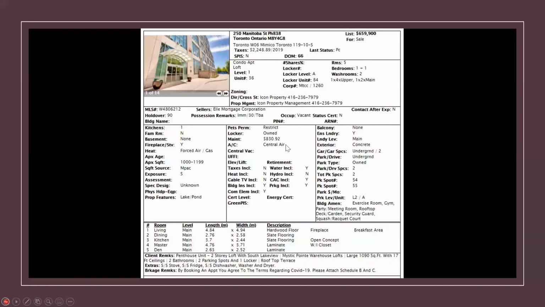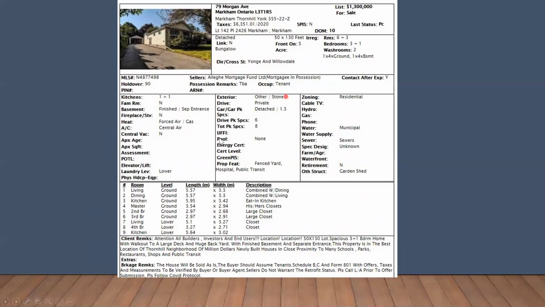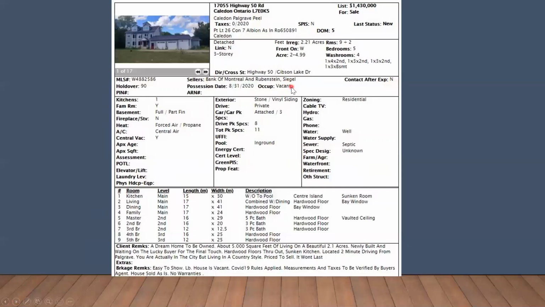What you want to do is find something that has an occupancy that's vacant, right? There's nobody in the place right now. This one's tenanted. This one is vacant, right? This one just came on the market. Like this is 5 days on the market. So this is not something you really want to look at, but you can still negotiate on it and you could probably get a good price on it.